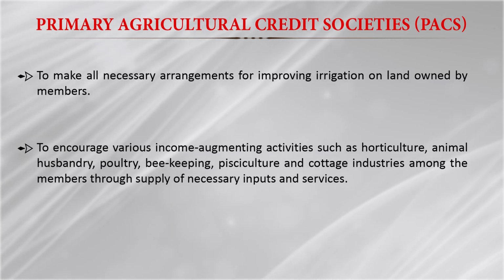So not only credit, they also do different types of activities, and they promote the horticulture sector, animal husbandry, poultry, beekeeping, pisciculture. The ultimate purpose is to improve the economic condition of the farmer members. They want to improve their socio-economic condition and their livelihood. So all these types of services are provided by the primary agricultural credit cooperative societies.